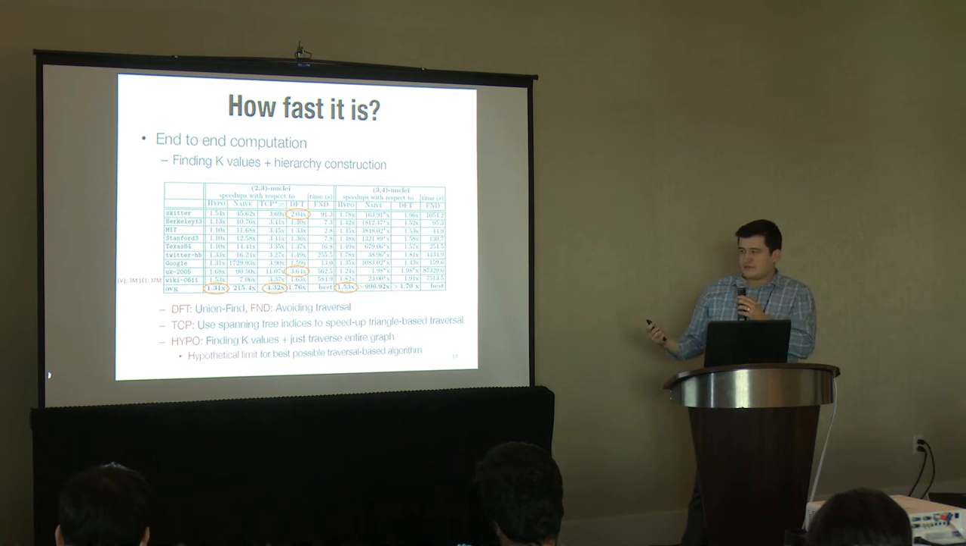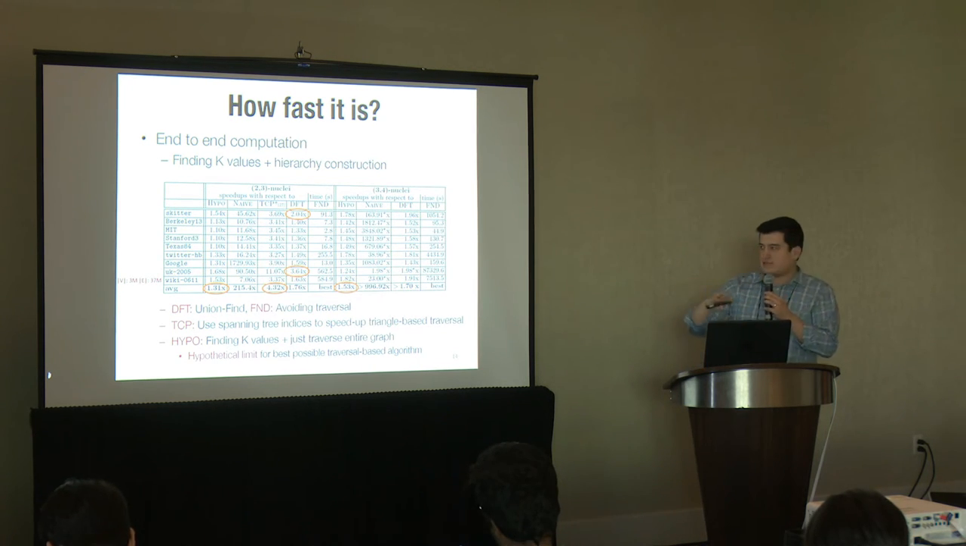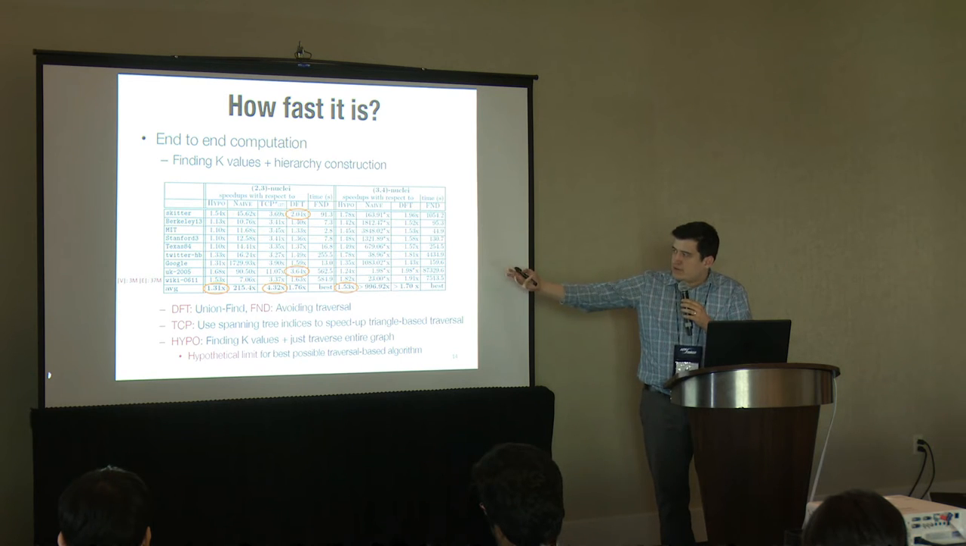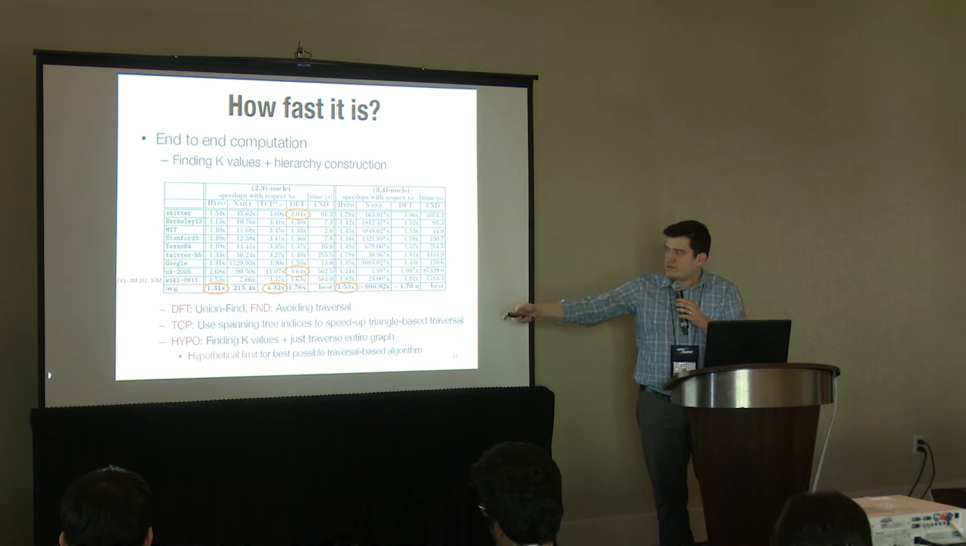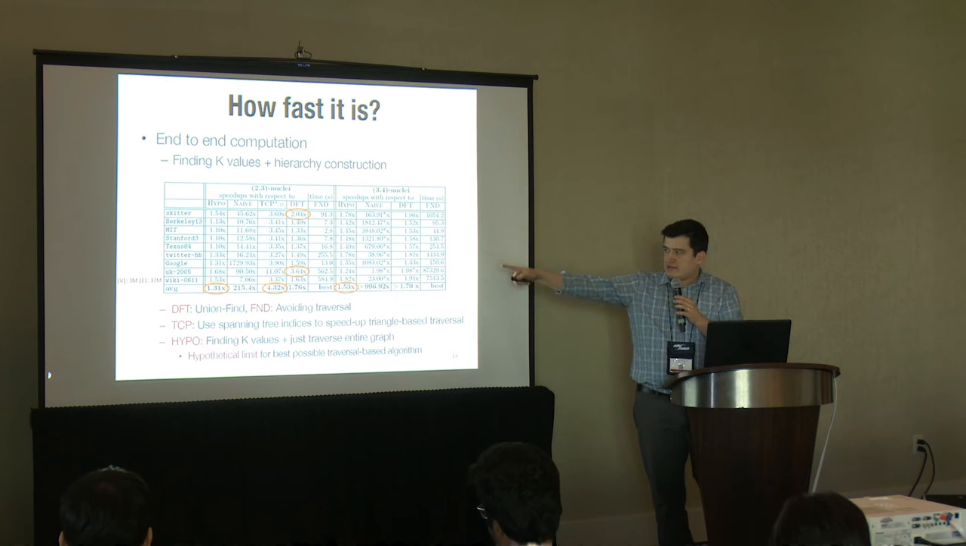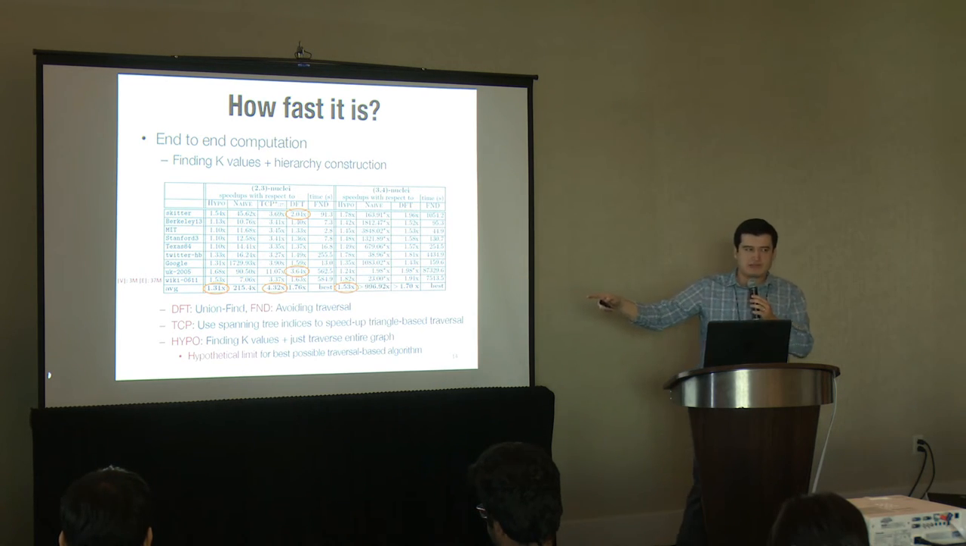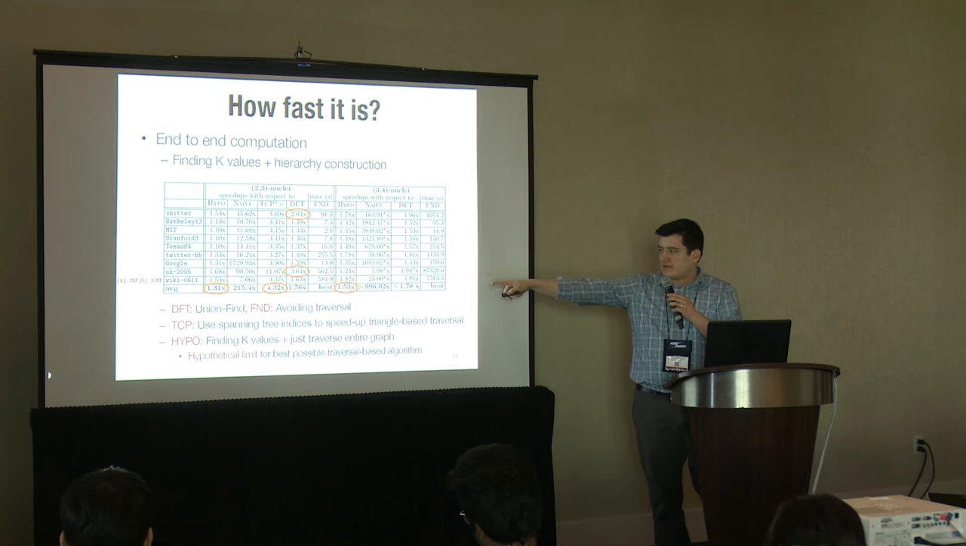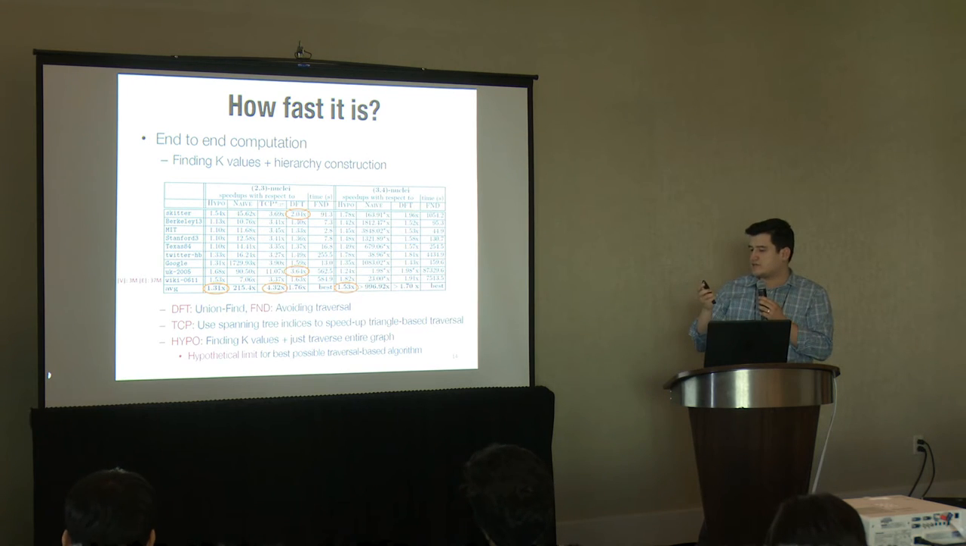Also, we did something hypothetical. Let's say we find the K values and do one traversal without finding anything, just a single traversal over vertices, edges, or whatever. Here are the results for 2,3 and 3,4. Overall, the FND is, of course, faster than the DFT, and also faster than the TCP algorithm for the 2,3 case. The interesting thing is that without doing the traversal, we beat the hypothetical runtime that can be achieved by the traversal algorithm in the best case. That was important. We are 1.3 times faster than that, and 1.5 times faster in the 3,4 decomposition case.